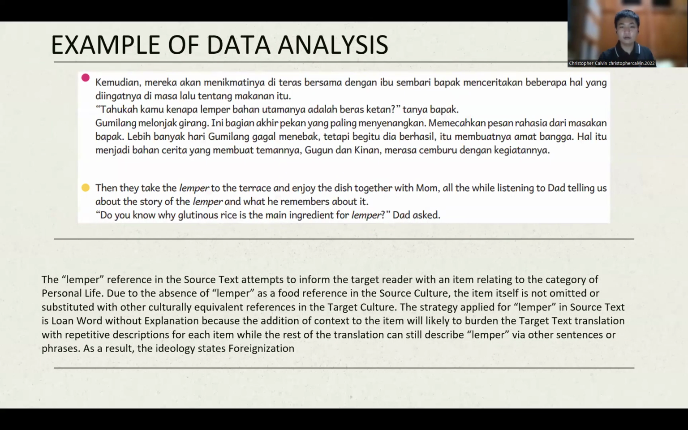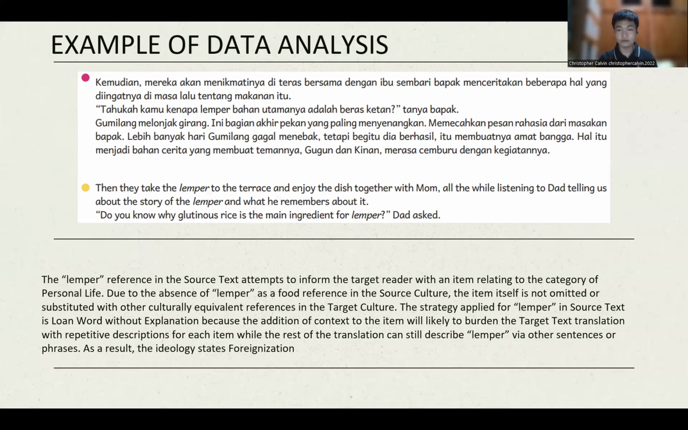In the third example of data analysis, the phrase lumber in the source text attempts to inform the target reader of an item relating to the category of personal life, specifically food. Due to the absence of lumber as a food reference in the source culture, the item itself is not omitted or substituted with other culturally equivalent references in the target culture.